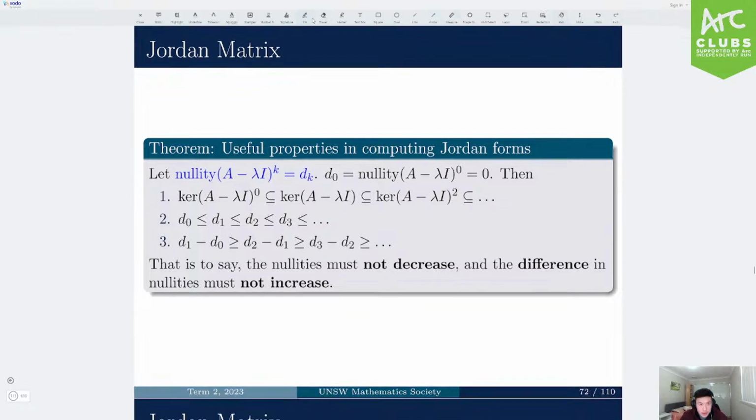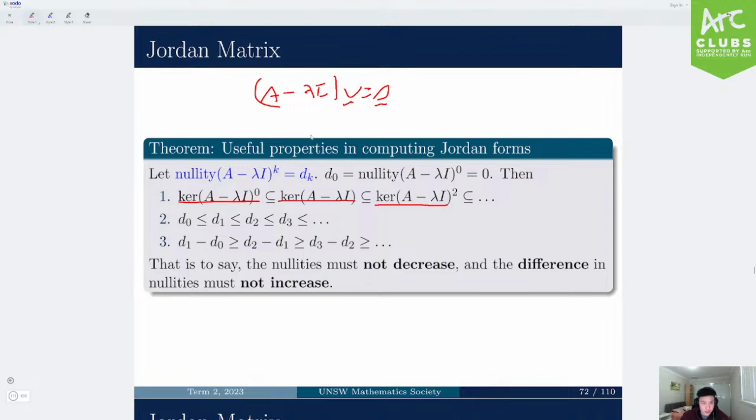Then we know that the kernel of the power 0 is going to be a subset of the kernel of the power 1, which is a subset of the kernel of the power 2, and so on. The reason why this is true is because if we know that (A minus lambda I) times some vector v is equal to 0, then we can simply multiply the left of this equation by (A minus lambda I).